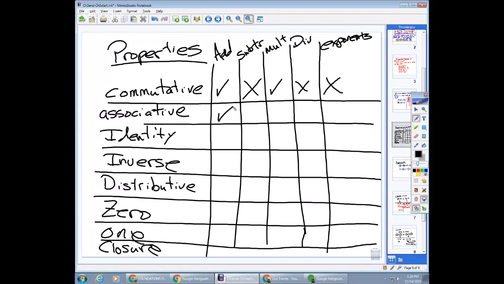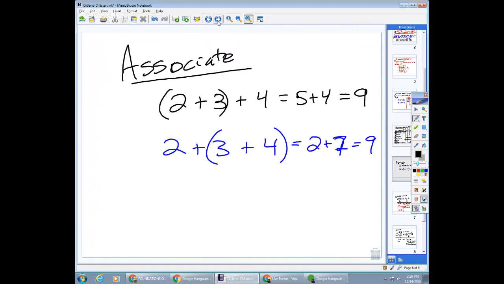Now, subtraction fails commutative, so it's like out of luck forever. There's no properties that work well with subtraction. So we'll pretty quickly see subtraction is not associative. Right? You do a couple examples, it all goes to hell. Let's try one just for the heck of it.